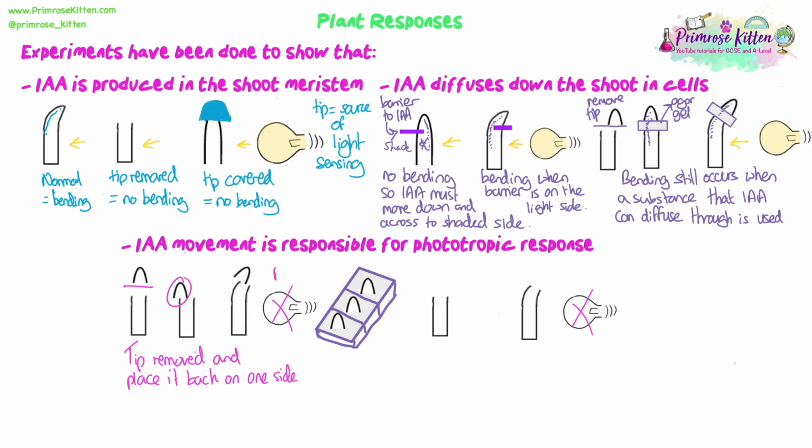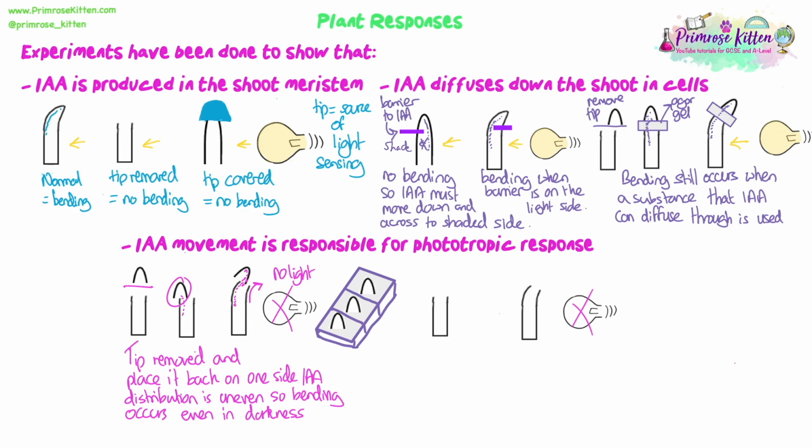because we've moved the tip only to one side, IAA can only diffuse down that side, because we've established it can't just move across and it's coming from the tip. Then you still get bending, even in the dark when there's no light. So that must mean that this uneven distribution is causing the bending, going to that side. There is no light here to sense in order to grow that way, but it's still happening.